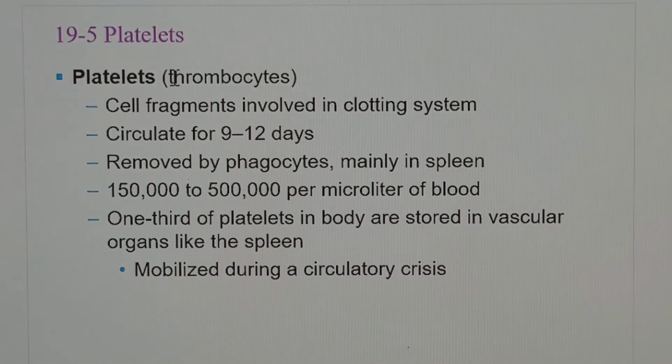Platelets. We talked about red blood cells, white blood cells, and now we're going to talk about platelets. Another name for platelet is a thrombocyte. These are cell fragments involved in the clotting system. They circulate for 9 to 12 days. They're removed by phagocytes, mainly in the spleen, 150,000 to 500,000 per microliter of blood.